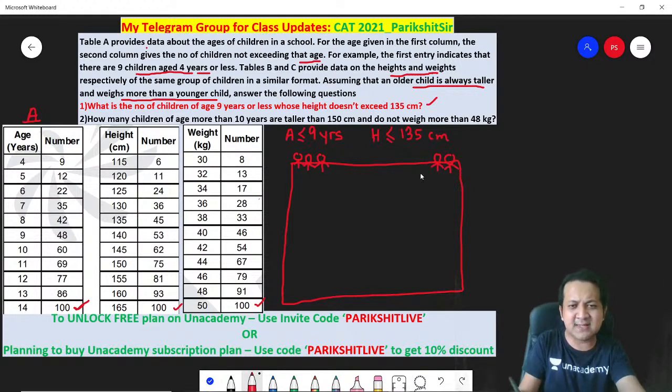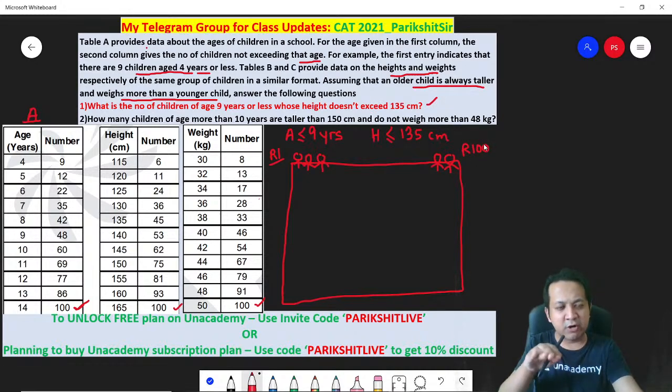Let's give the children some names. Let's say roll number wise. Roll number 1, roll number 2, roll number 3, up till roll number 100. So 100 children, roll number 1 to roll number 100, standing in a straight line. Imagine that.